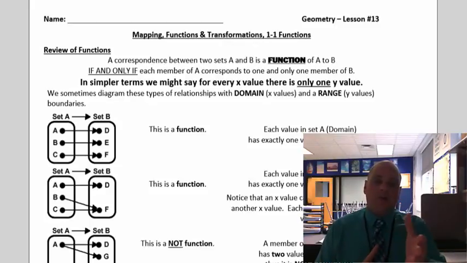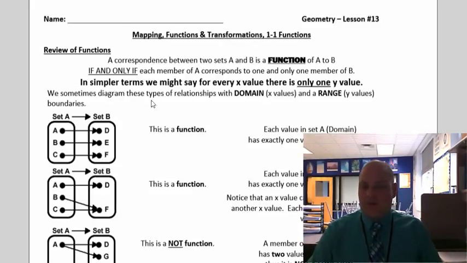So a correspondence between two sets A and B, like it says in your paper here, is a function of A to B if and only if each member of A corresponds to one and only one member of B. So you may or may not remember this from last year, but it's very, very important that we do review it. So what is a function?